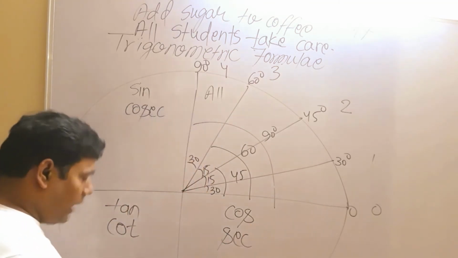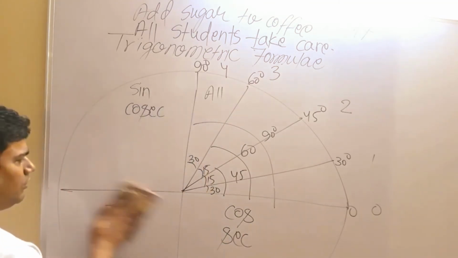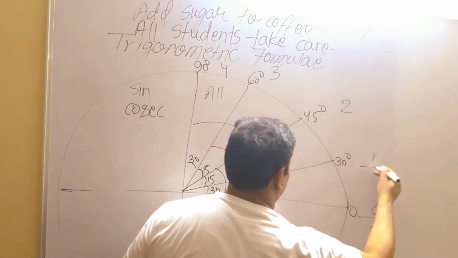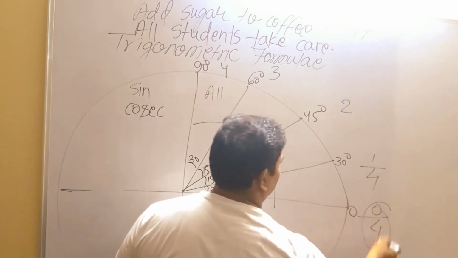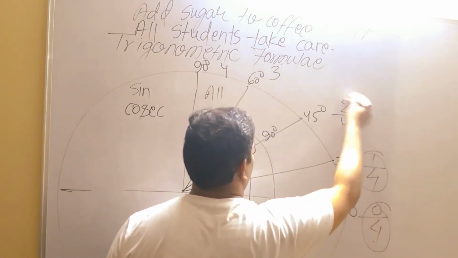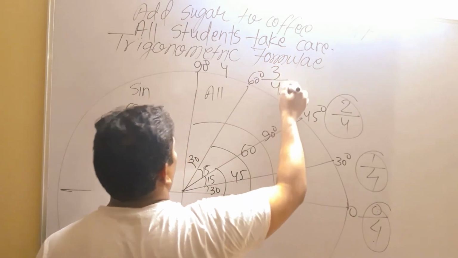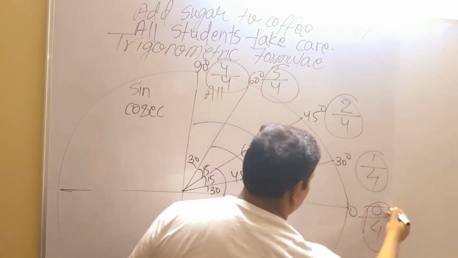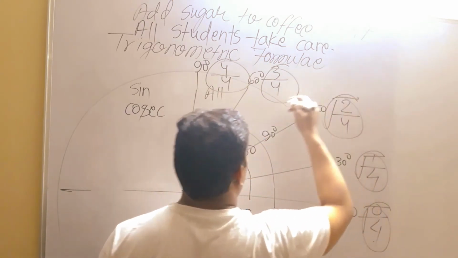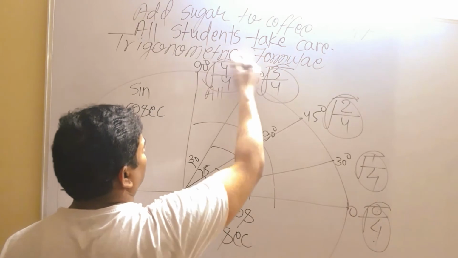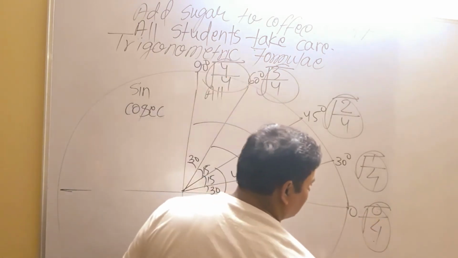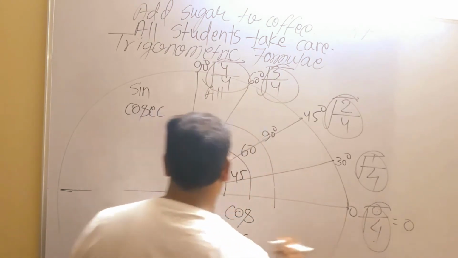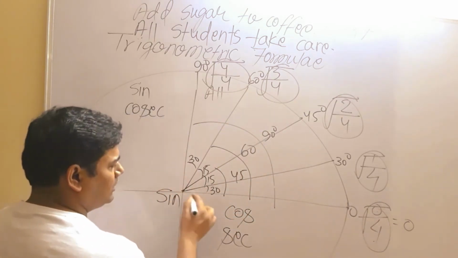Now, how to find the values? We'll do one thing. Divide all these by 4. 0 by 4, 1 by 4, 2 by 4, 3 by 4, and 4 by 4, and we'll take its root: root under 0 by 4, root under 1 by 4, root under 2 by 4, root under 3 by 4, root under 4 by 4. 0 by anything is always 0, so we'll get sine 0 degree is equal to 0. We are finding all these values first for sine theta.